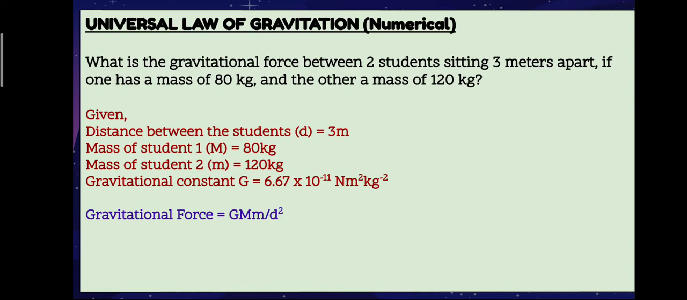Applying the equation of the gravitational force of attraction between the two objects, that is F is equal to G m m by d square, we get 6.67 into 10 raised to negative 11 into the mass of the first object, that is 80 kg, into the mass of the second object, that is 120 kg, divided by the distance between the two, that is 3 meter, the whole square.